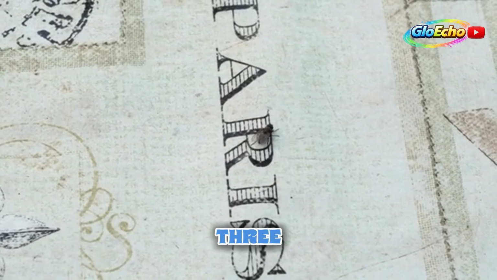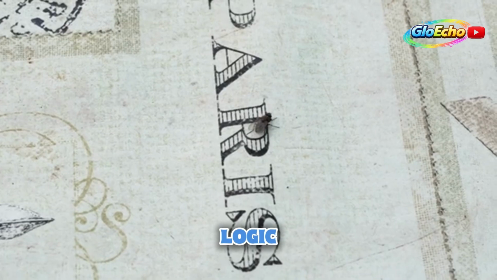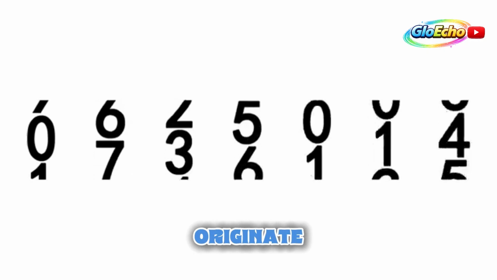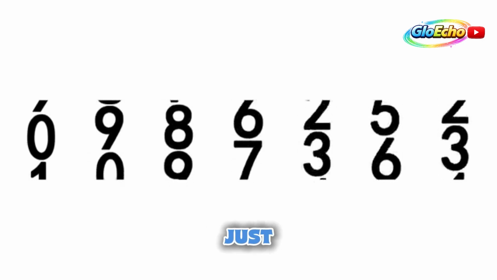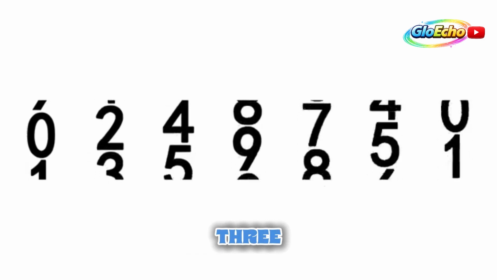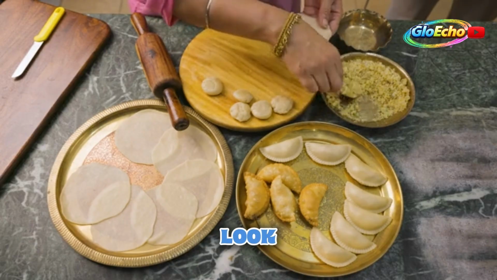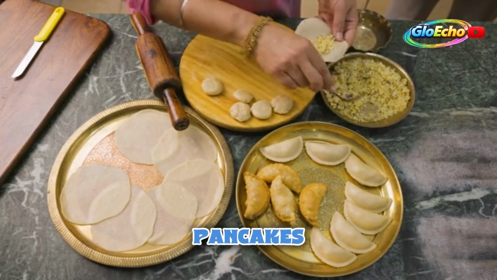The numbers 2 and 3 followed a very similar logic. In ancient Brahmi scripts from India, which is where our modern numbers actually originate, the figure 2 was just 2 horizontal lines and 3 was 3 horizontal lines. If you look at these ancient symbols, they look like the equal sign or a stack of pancakes.